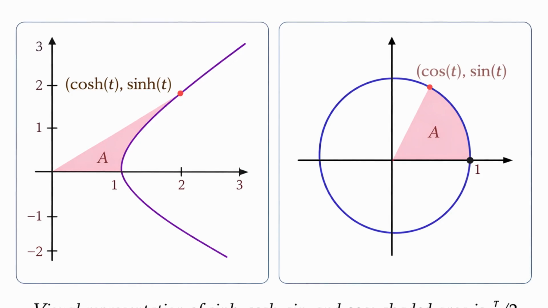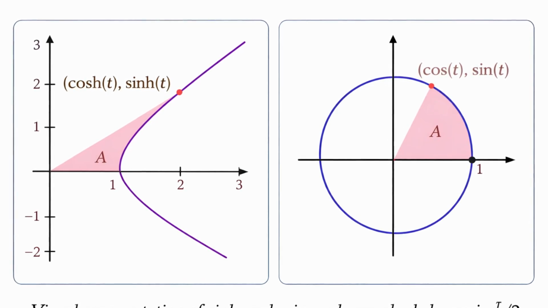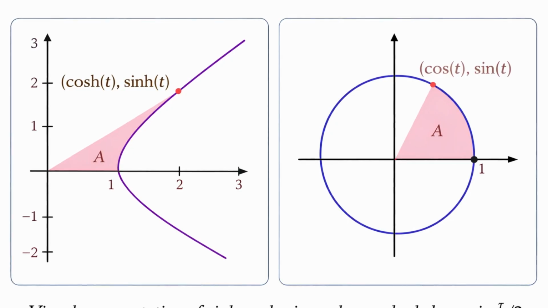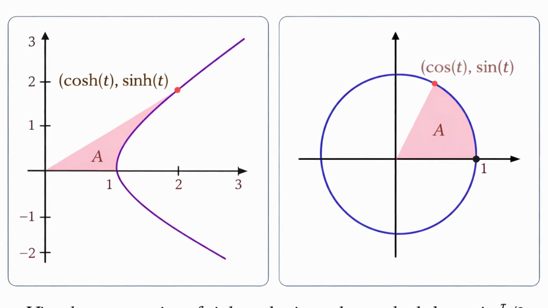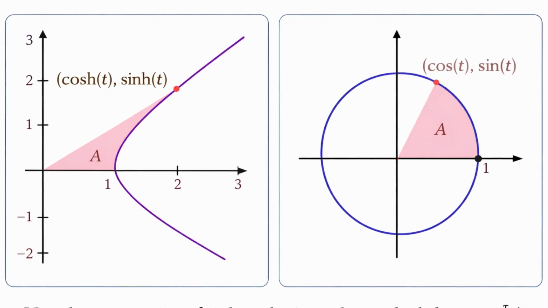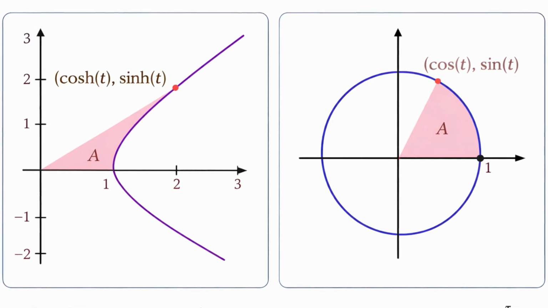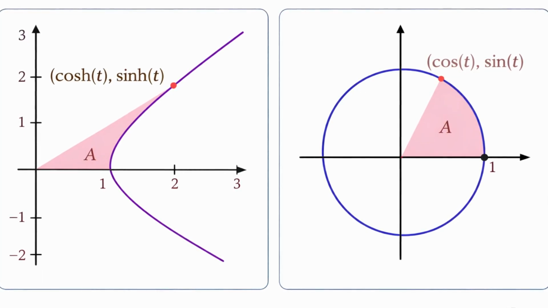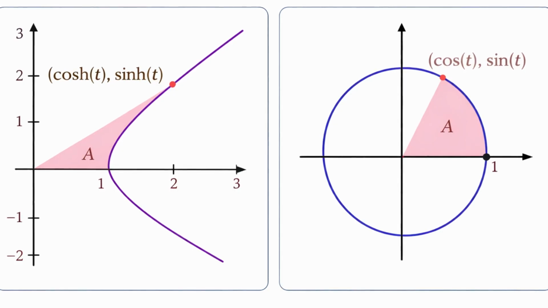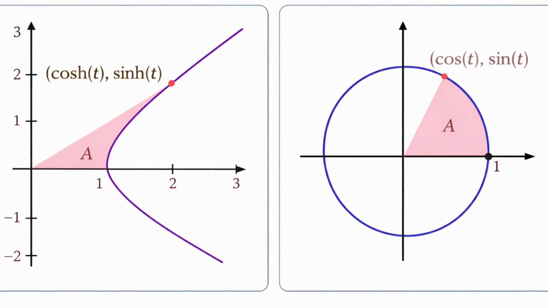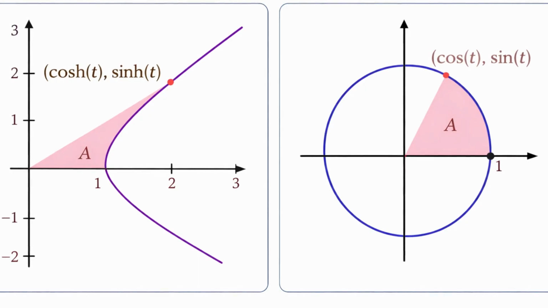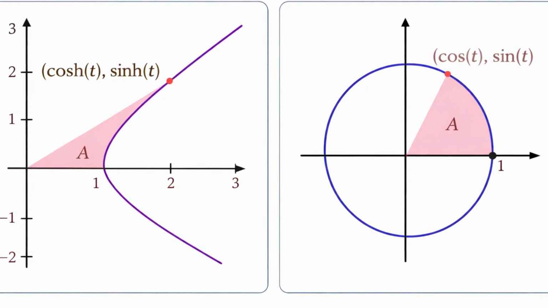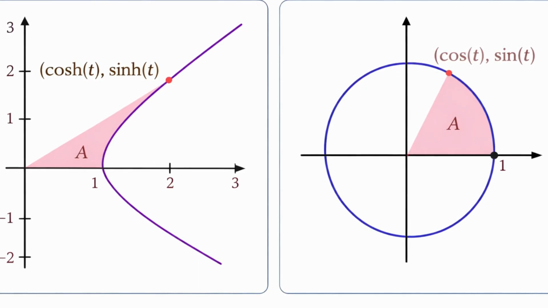Now let's observe the parameter. In a circle, the parameter was the angle theta. In a hyperbola, an angle doesn't make any sense, so we use a parameter that we call t, where t can be defined as twice the area under the curve from the x-axis to the point. This gives a natural geometric meaning for t, and it's the same analogy to the angle in a circle.